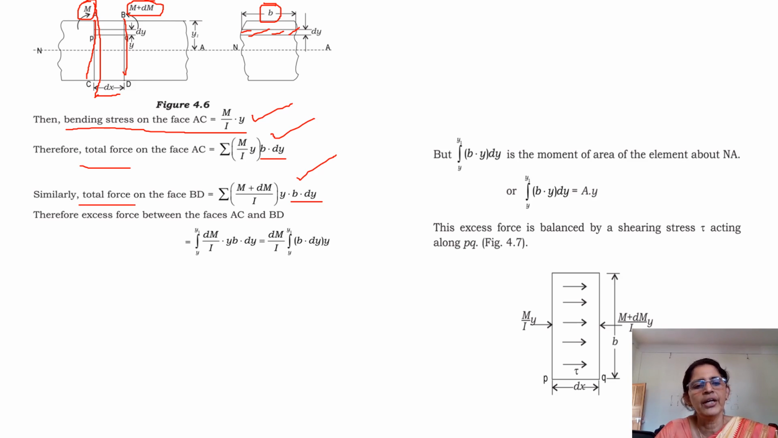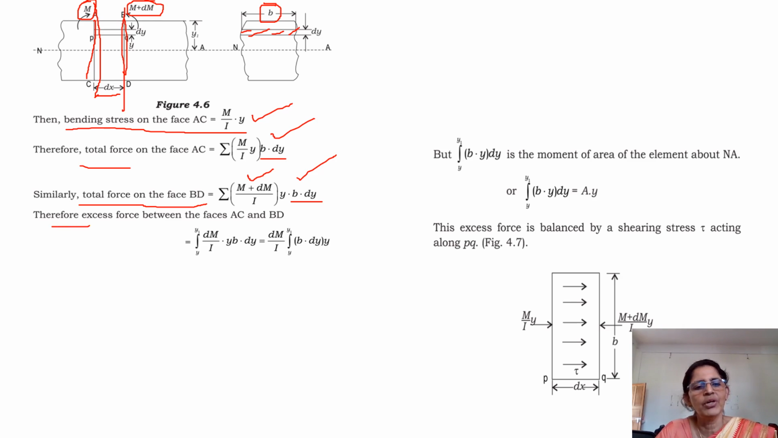Similarly, we have taken total force on the face BD. Keeping everything constant, the only thing is that in the face BD, the moment has changed from M to M plus dM, right? So you have got M plus dM by I into y as the stress, into area of cross section B into dy. So you get the force on the level BD. So you got that particular force. So you have calculated the two forces.